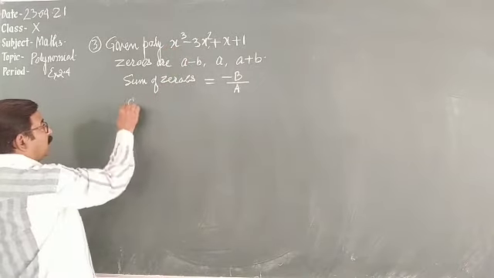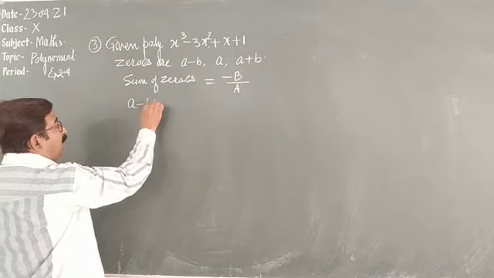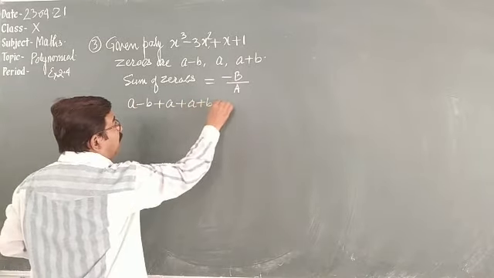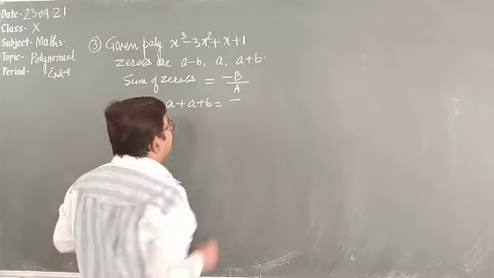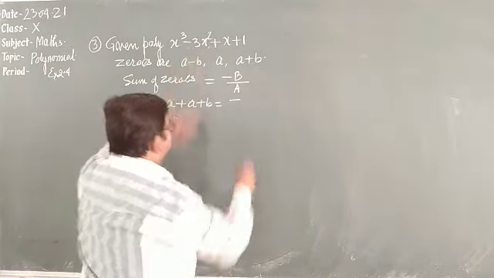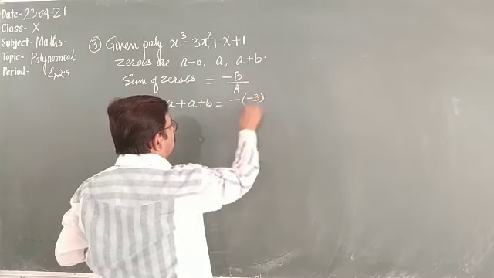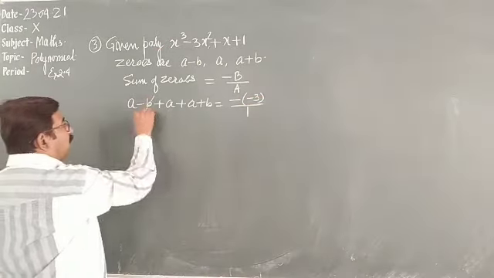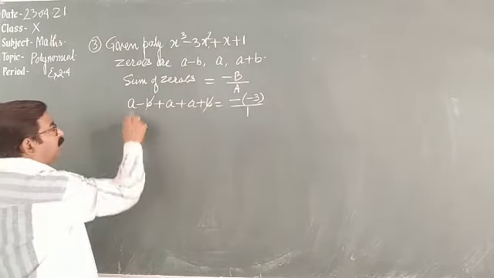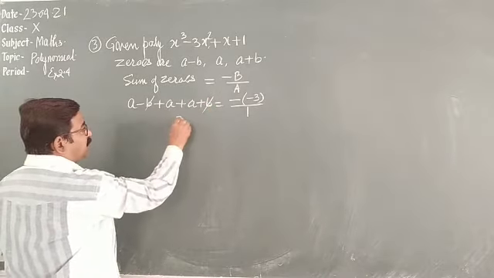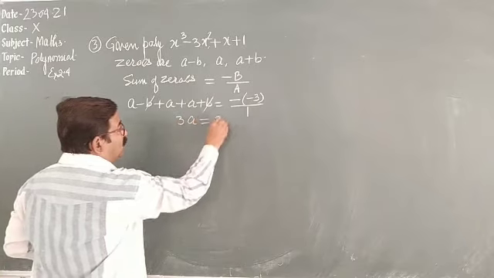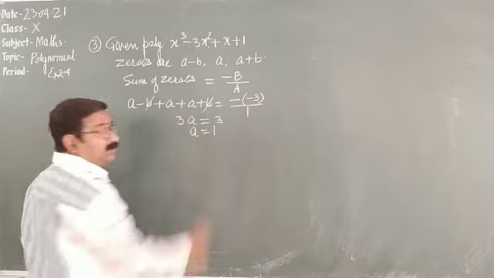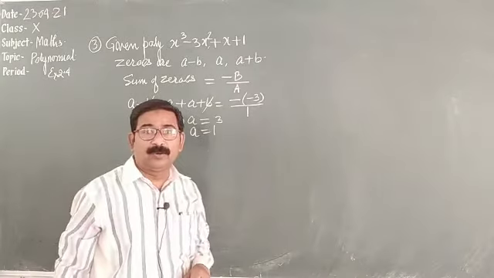Zeros are a minus b plus a plus a plus b is equal to minus, and in place of B is minus 3, upon A is 1. See, minus b and plus b will go. We have a plus a plus a is 3a is equal to minus into minus, plus 3. So a is equal to 1. We have got a is equal to 1.